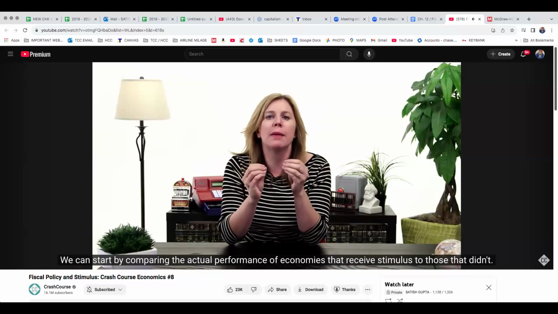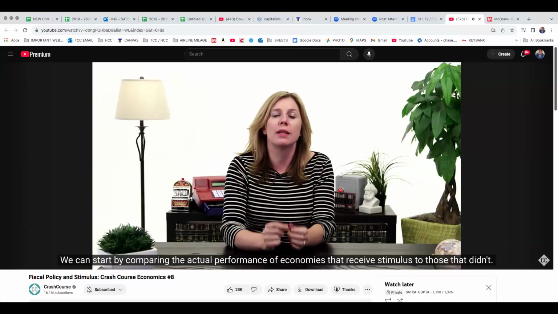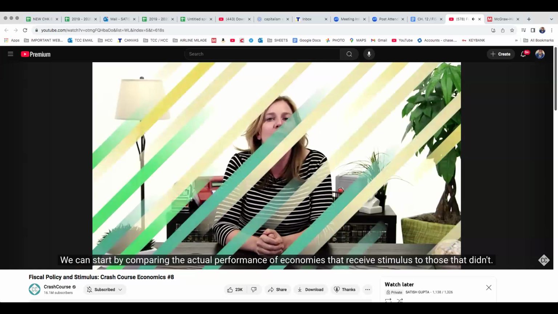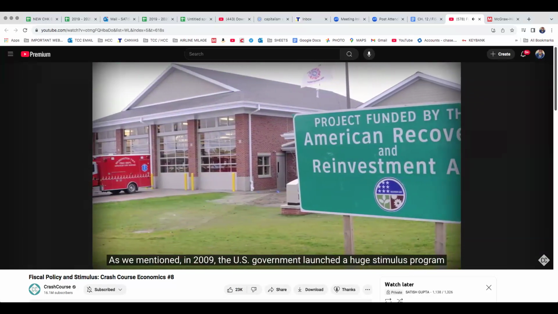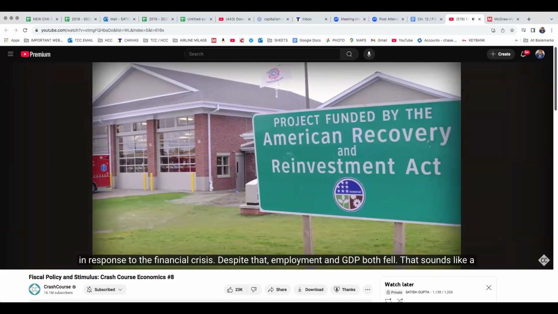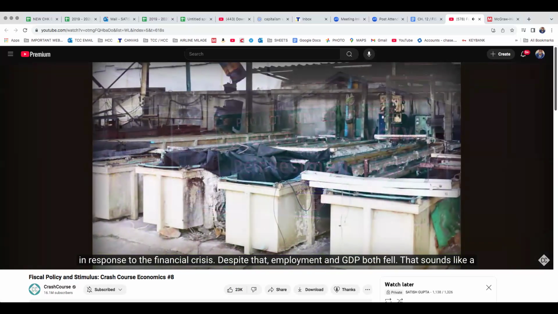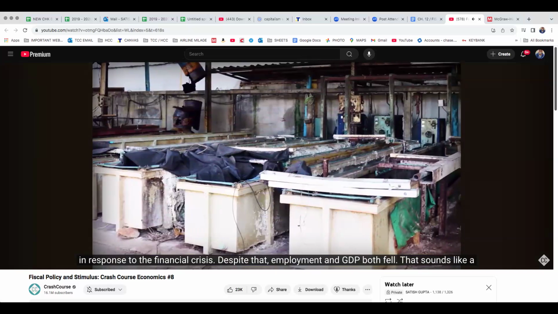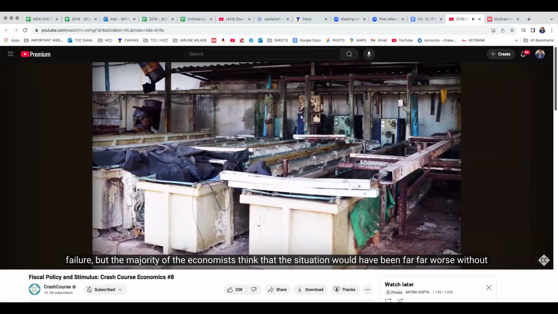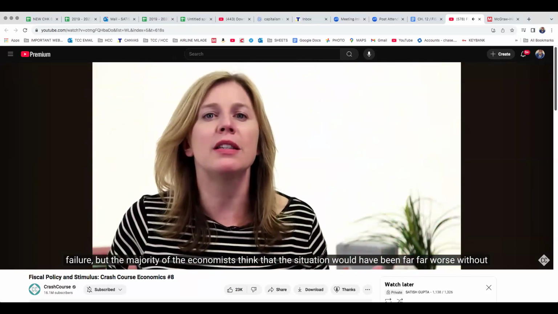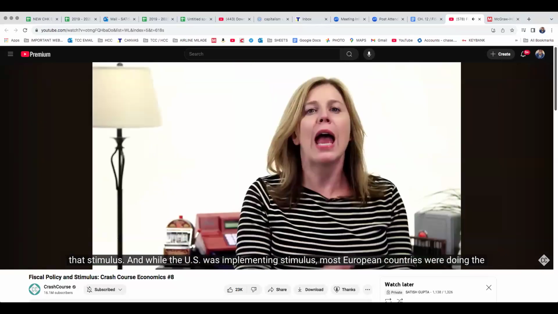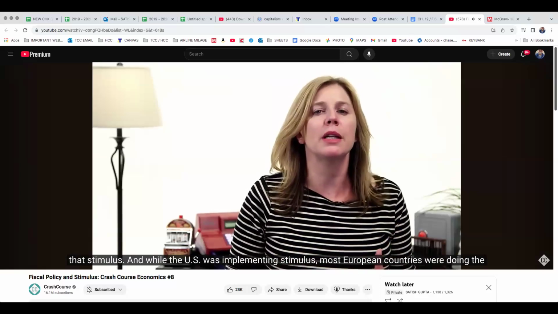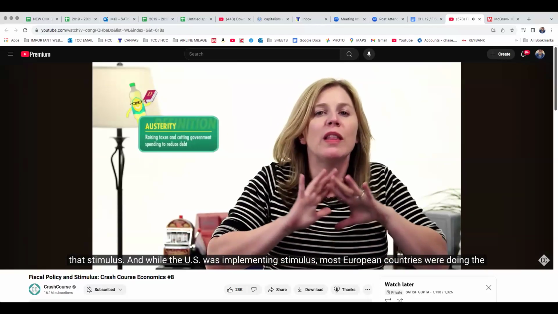We can start by comparing the actual performance of economies that received stimulus to those that didn't. As we mentioned, in 2009, the US government launched a huge stimulus program in response to the financial crisis. Despite that, employment and GDP both fell. That sounds like a failure, but the majority of economists think that the situation would have been far, far worse without that stimulus.